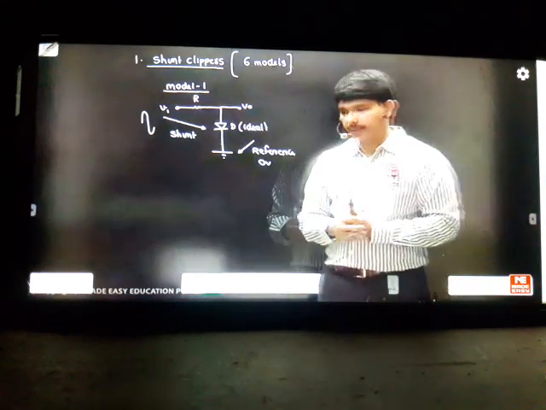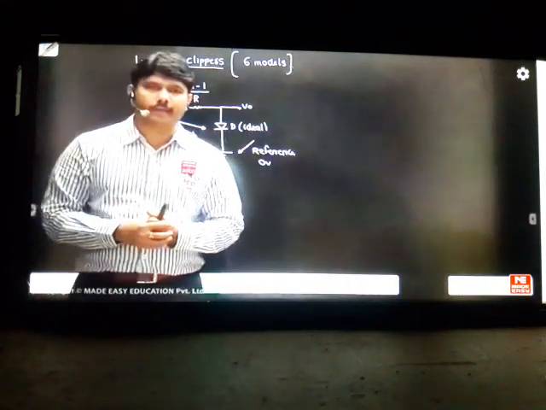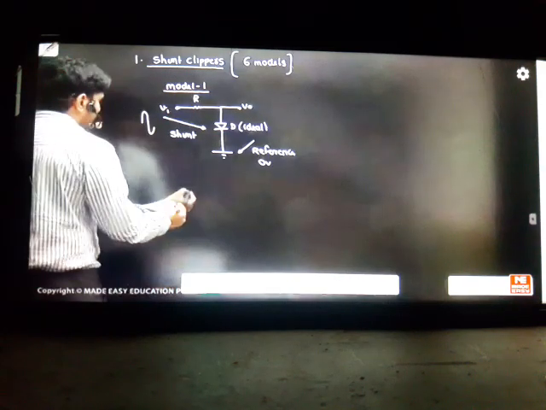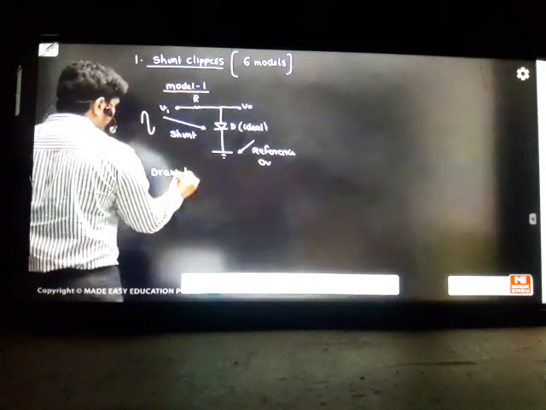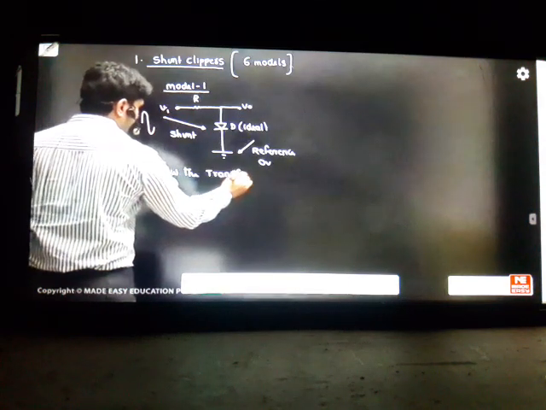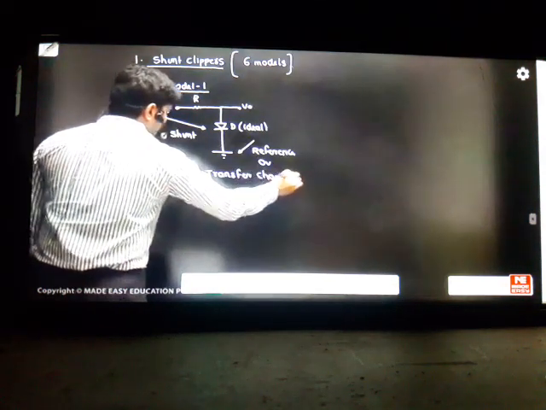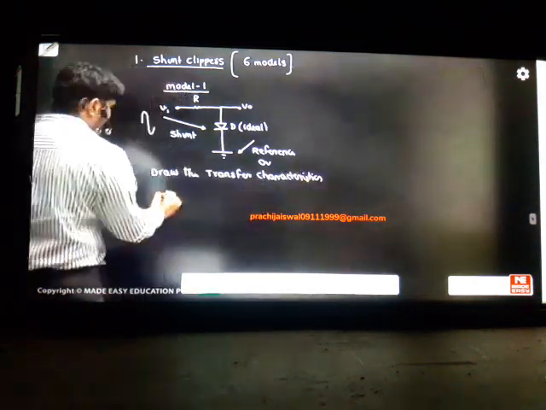So then, what is my approach today? What technique am I going to use to make these problems very comfortable and simple? Generally, in the exam they'll ask 2 questions: draw the transfer characteristics, and draw the transfer characteristics and output waveform.